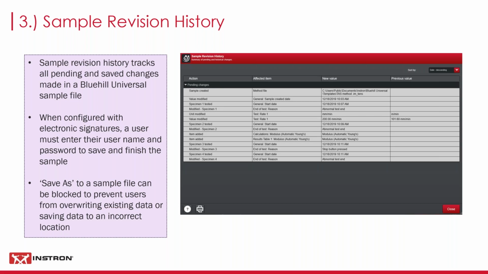Going into a little bit more detail on this, the sample revision history tracks all pending and saved changes made in the Bluehill Universal sample file.